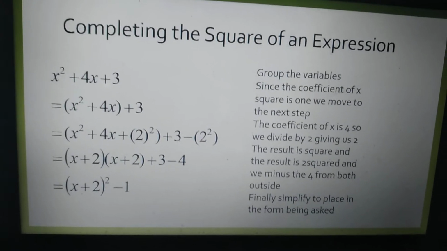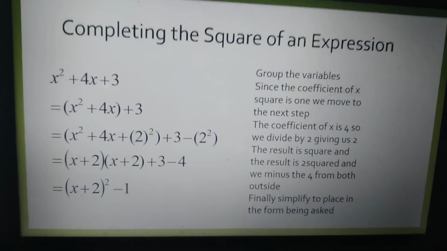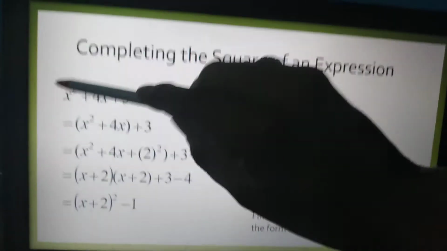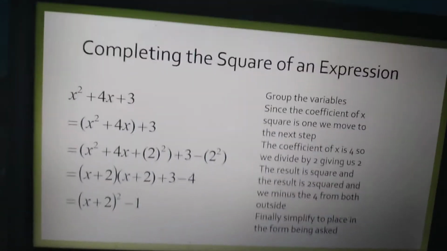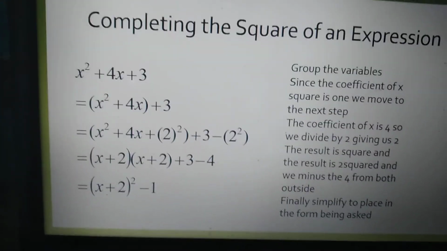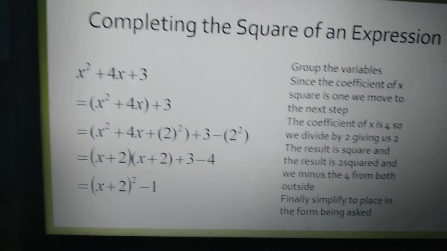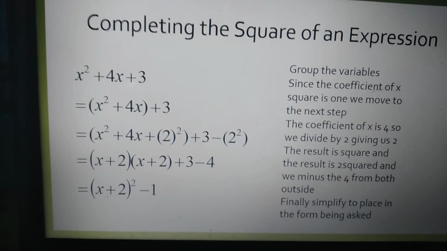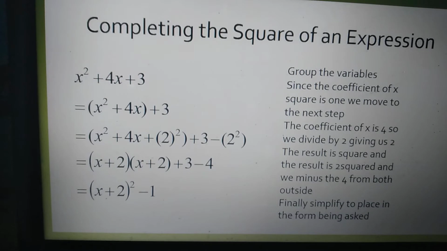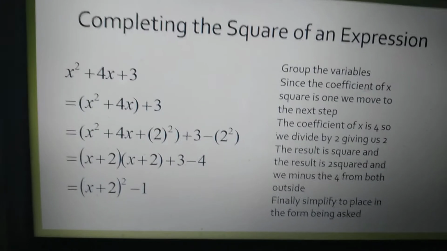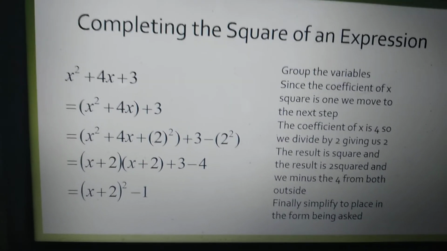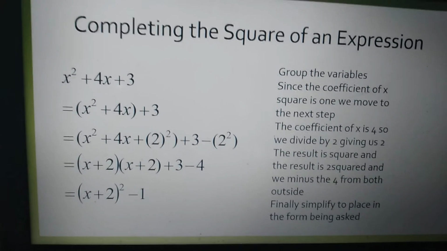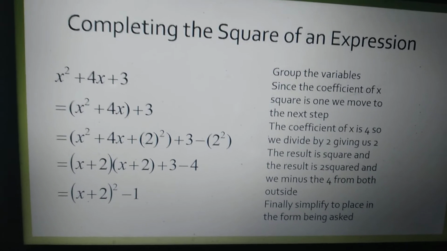So let's look at the question. It says x squared plus 4x plus 3. Note, I'm grouping the x squared and the 4x. That's what it means to group the variables. Then we get equals, open bracket, x squared plus 4x, close the bracket, plus 3. Now, since the coefficient of x squared is 1 already, we can move on to the next step.